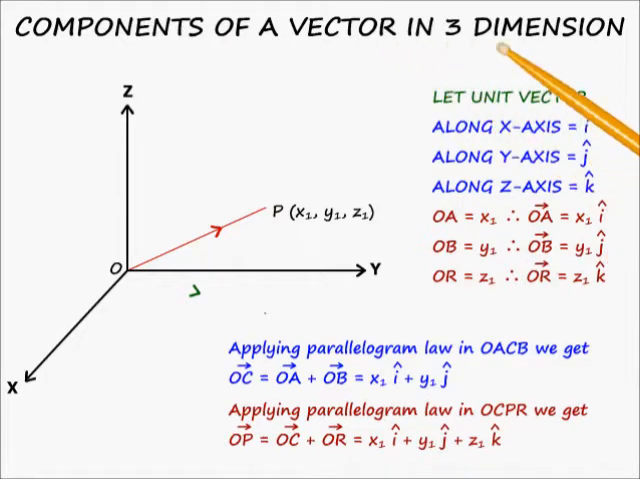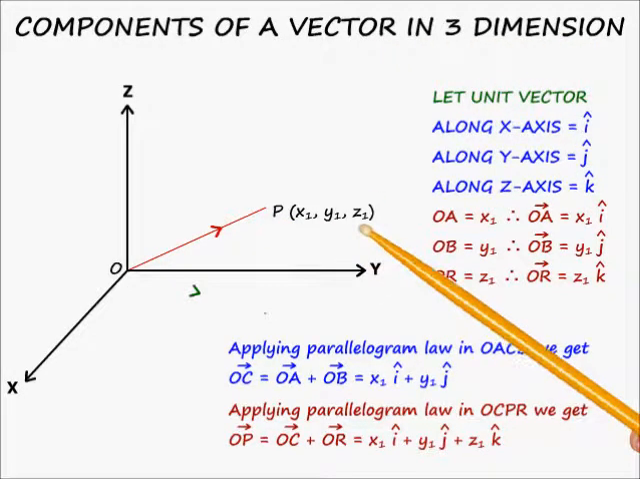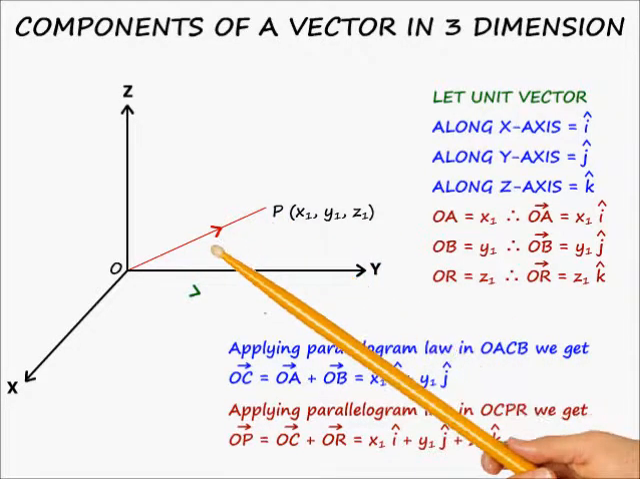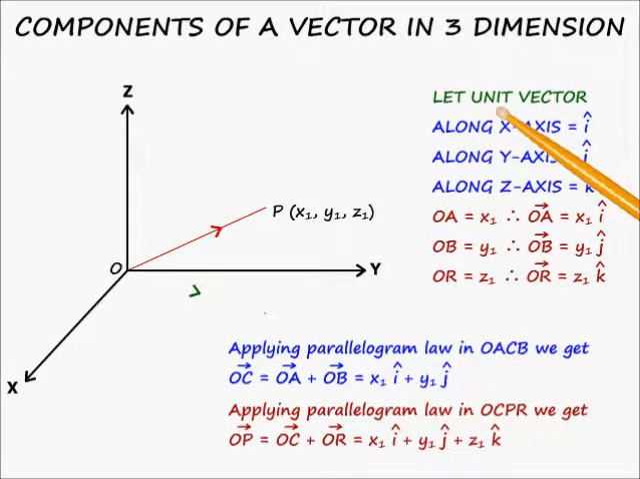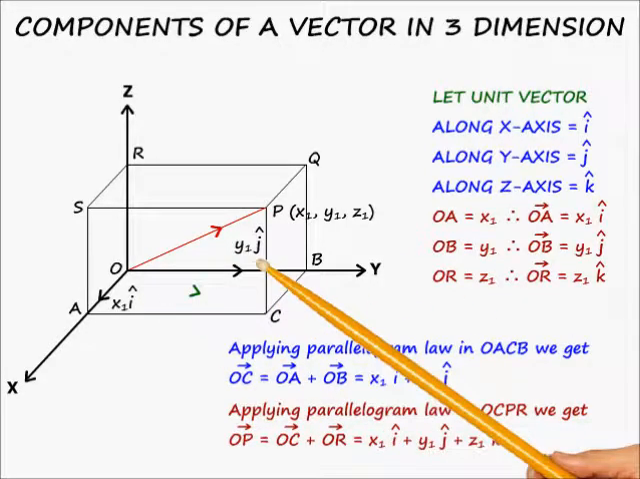Components of a vector in 3 dimensions. Let a point P have coordinates x1, y1, z1. The position vector of point P is OP. Here the unit vector along the x-axis is i cap, along the y-axis is j cap, and along the z-axis is k cap. Therefore OA is equal to x1 i cap, OB is equal to y1 j cap, and OR is equal to z1 k cap.